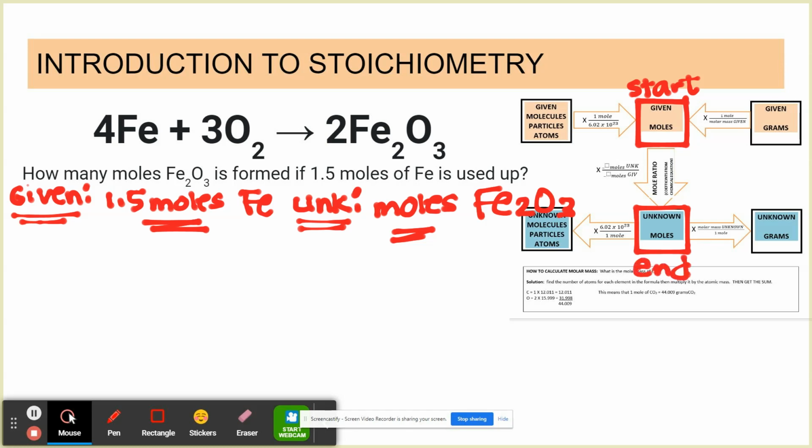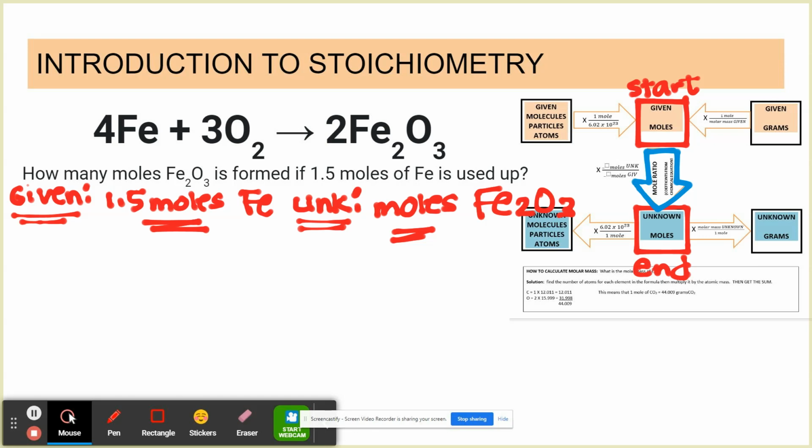Look at those two boxes. Going from start to end, how many arrows do you have to go through? We only go through one arrow, this arrow. And what does it say? It says there you need the mole ratio, which is the coefficients from the chemical equation. So I need to look at the chemical equation and find those coefficients.